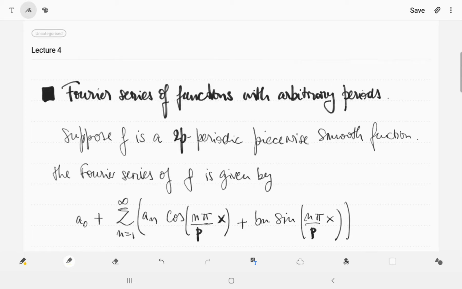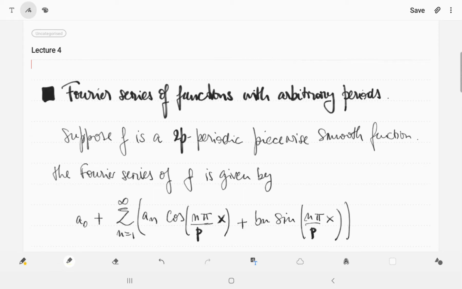Hi everyone, in this lecture we are going to study again Fourier series of functions because they will be quite useful when we want to solve partial differential equations. So just a short summary of what we saw in the previous lecture.